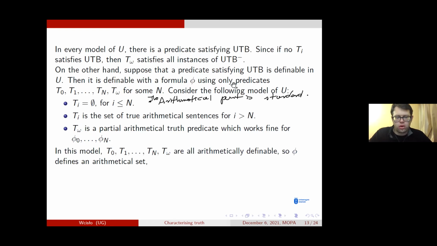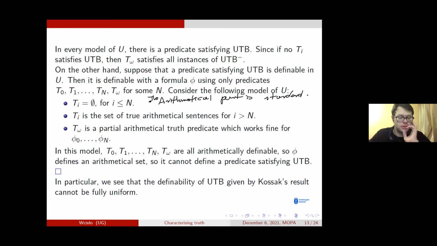Well, all of those predicates are in this model arithmetically definable. So phi in particular defines an arithmetical set. So whatever it defines cannot be a truth predicate in the arithmetical model. So definability of UTB by Kossak's result is never fully uniform. It has to depend on particularities of the model in a very brutal way.